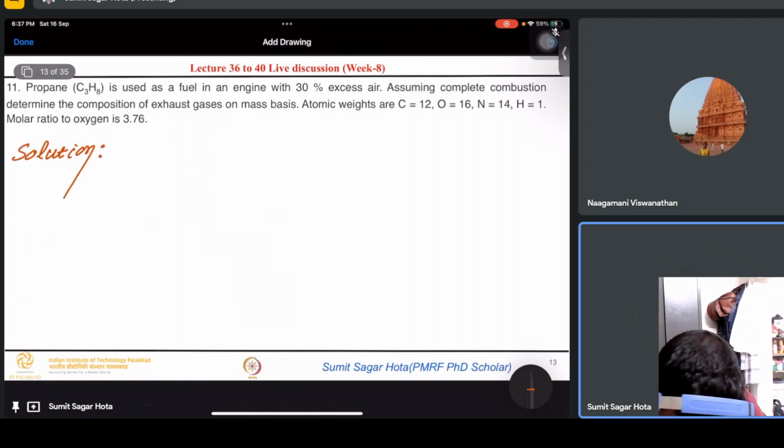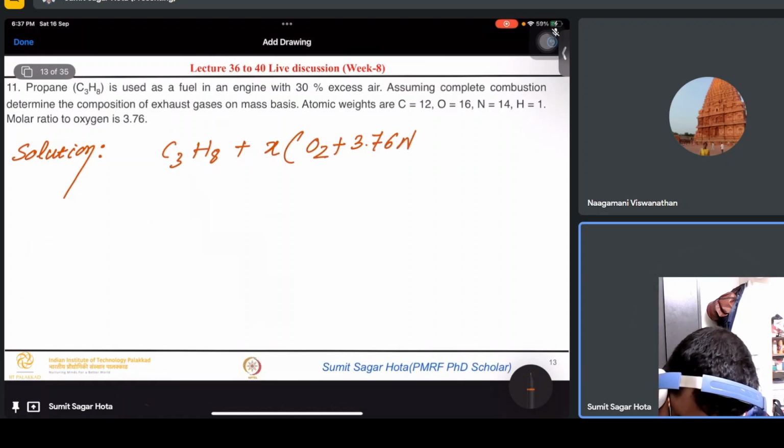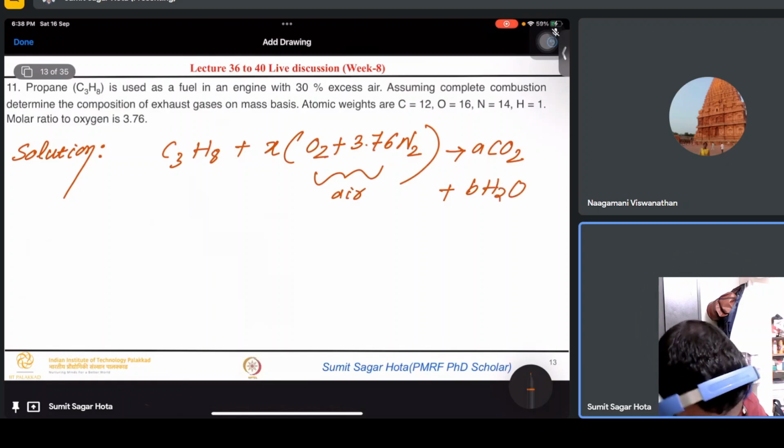Let's do the solution. So the propane reaction is there. First write down the propane's general chemical reaction. C3H8 plus X, coefficient we don't know, O2 plus 3.76 N2. What does it mean? This is your air. Okay, it gives rise to A times CO2 plus B times H2O plus C times N2.